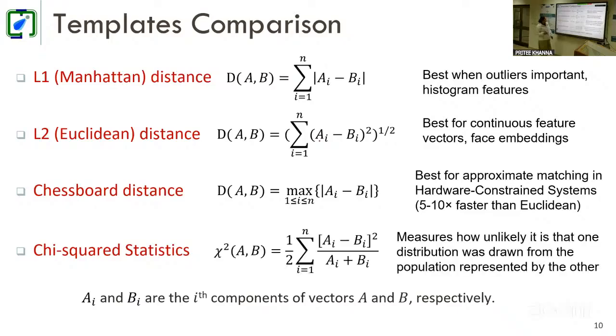Then we have this chi-square distance. Here you are going to measure how one distribution differs from another, that is, how unlikely it is that the one distribution comes from the population represented by the other, because that is how these two are different. That is what you are going to get. So all these are very basic and very famous.